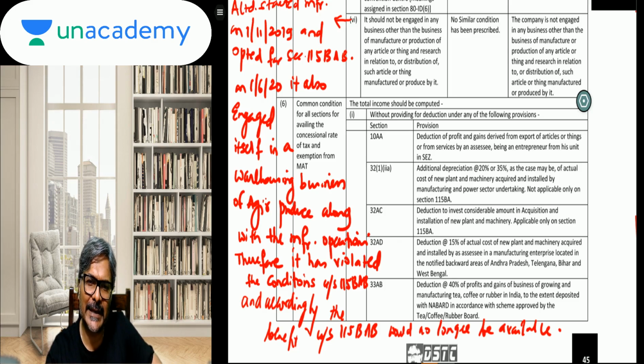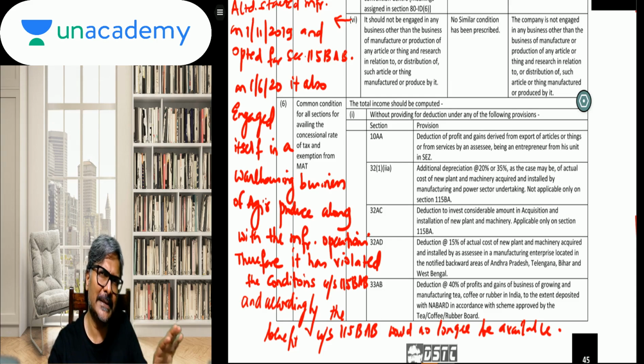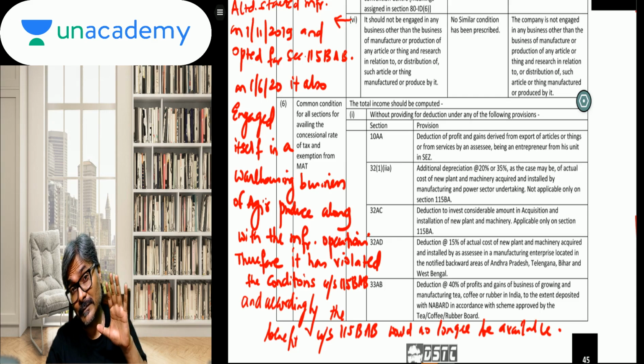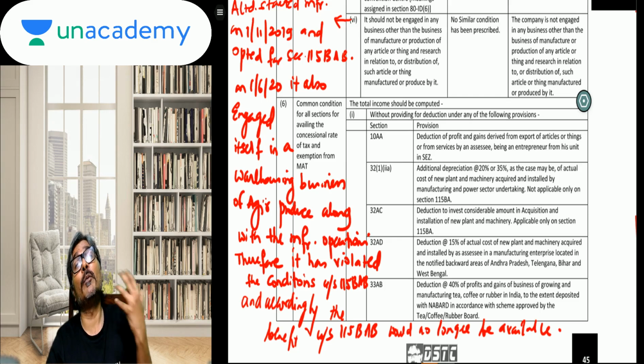Now, students, here the catch point is this. All of you will pay attention. Here the catch point is that although the benefit of 115 BAB is no longer available, can we say that the benefit under 115 BAA is available? Can he switch over to 115 BAA? And the answer is yes. In fact, in this section itself, you will find later on that if it violates these conditions, then obviously you will have to opt out from 115 BAB. But 115 BAA is an all accommodating section.